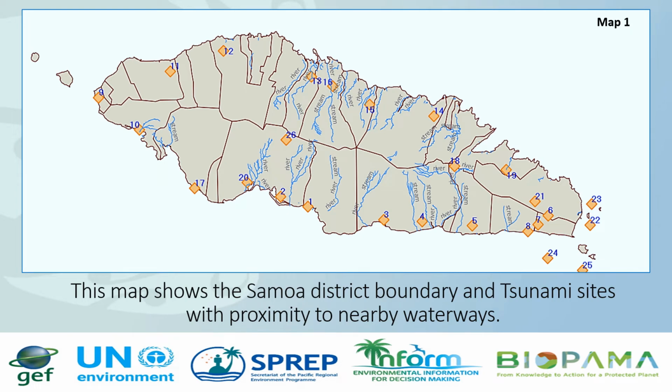As we discussed, the symbology of a layer is its visual appearance on the map. This slide shows a map of the Samoa district boundary with tsunami sites that are located near the creeks and rivers. There are three different vector layers used in this map, namely district boundary, a polygon, tsunami sites, point, and waterways, line, with different symbology used to give the user the relevant information needed.